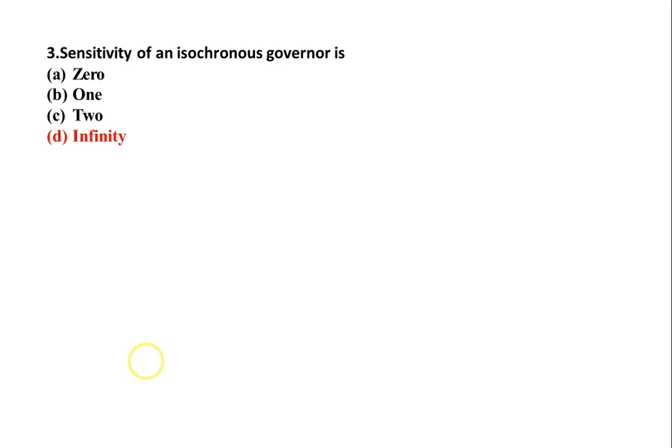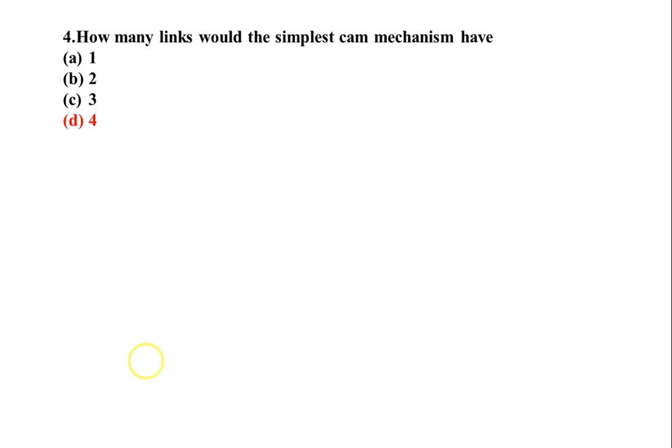Sensitivity of an isochronous governor is infinity. The right answer is infinity. A governor is said to be isochronous when the equilibrium speed is constant for all radii of rotation of the balls. How many links would the simplest cam mechanism have? 4. The right answer is 4.